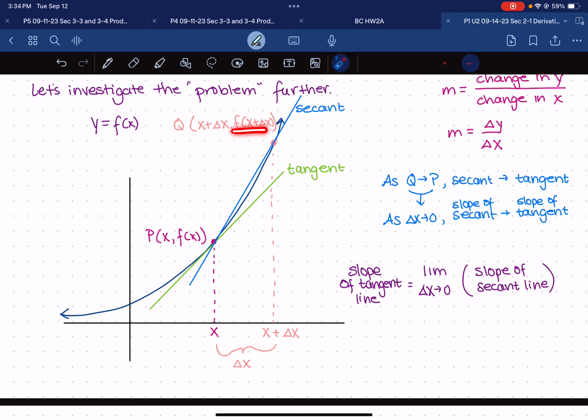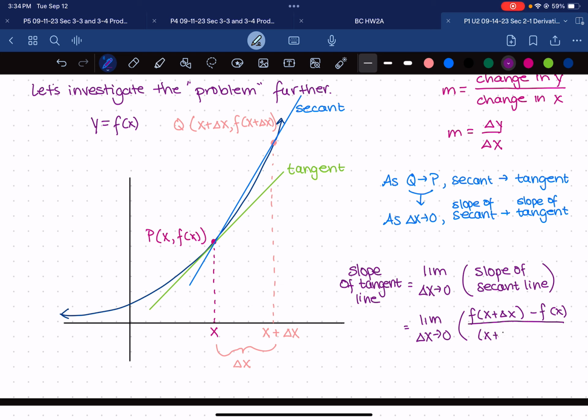And now we have our y2 minus y1 over x2 minus x1. So now we can go ahead and put this in a formula here. So instead of writing out the slope of the secant line, let's actually do our formula: y2 minus y1 over x2 minus x1.